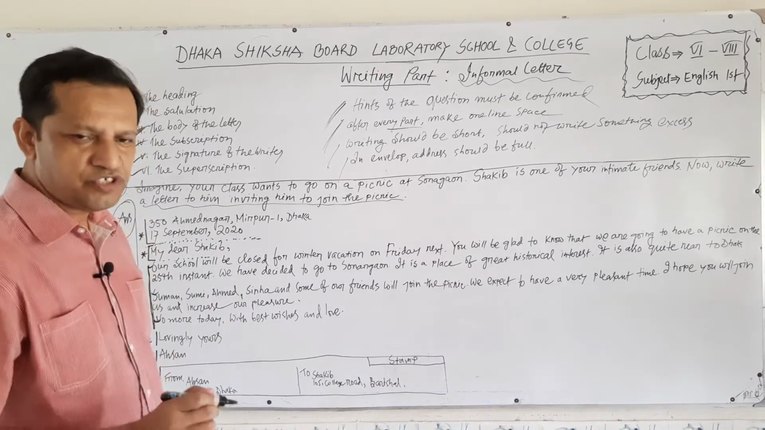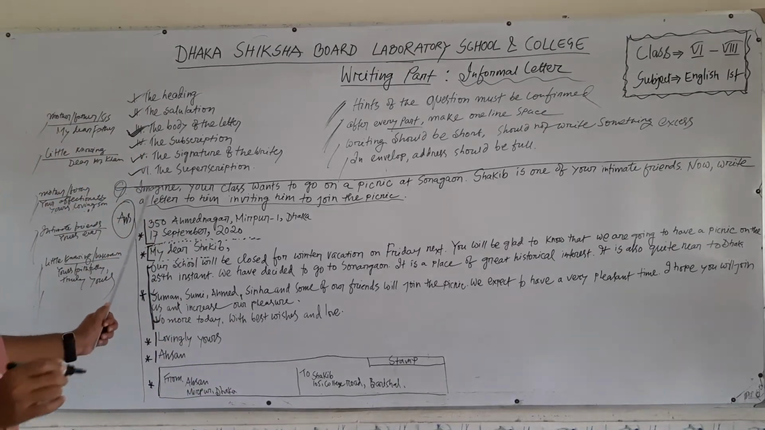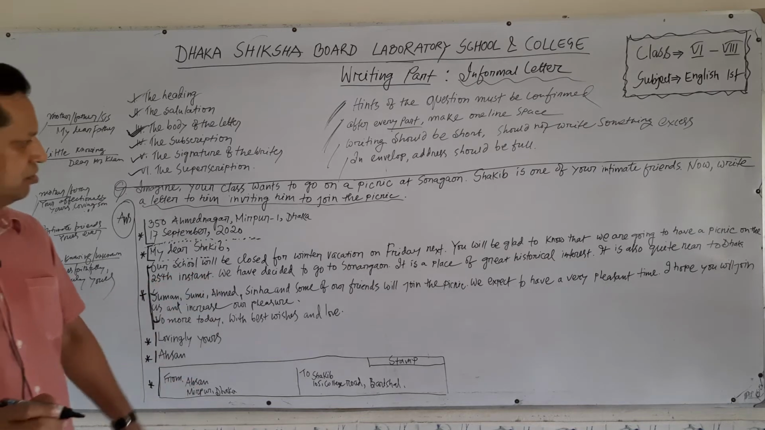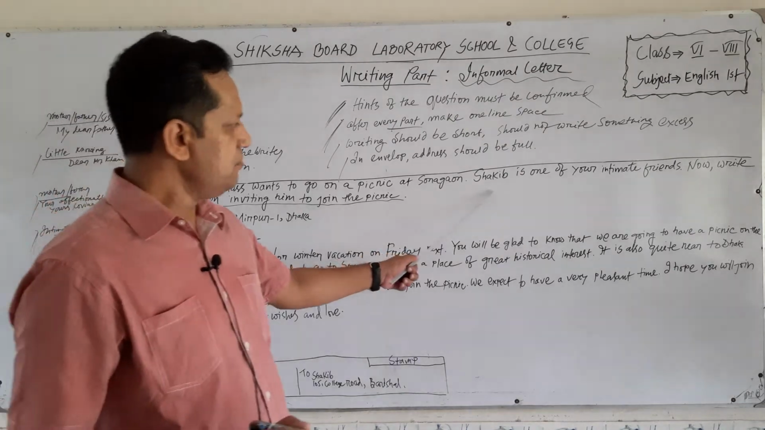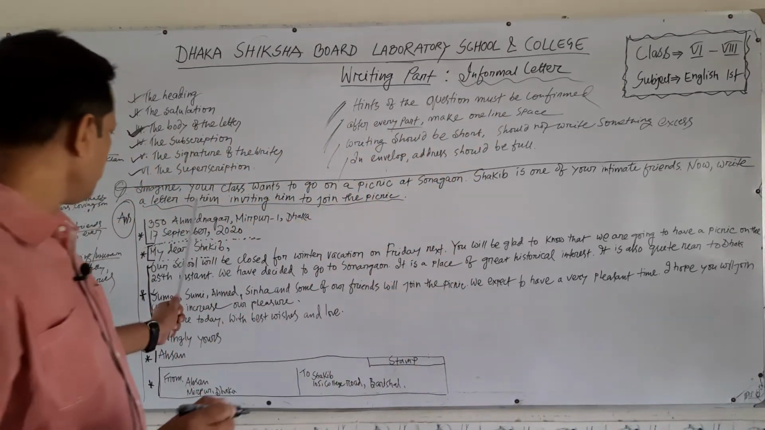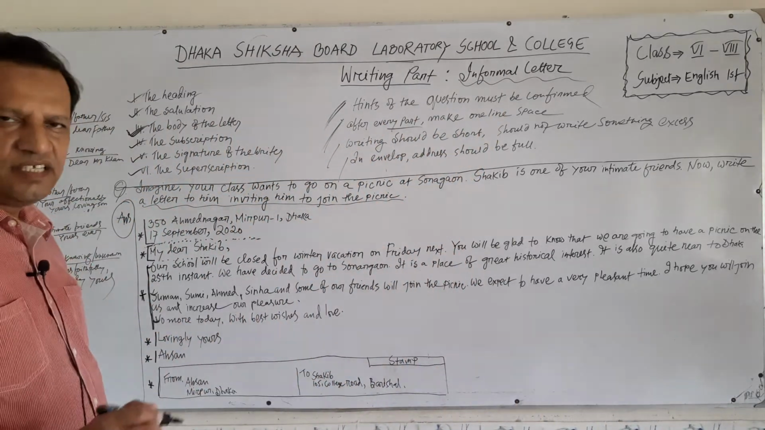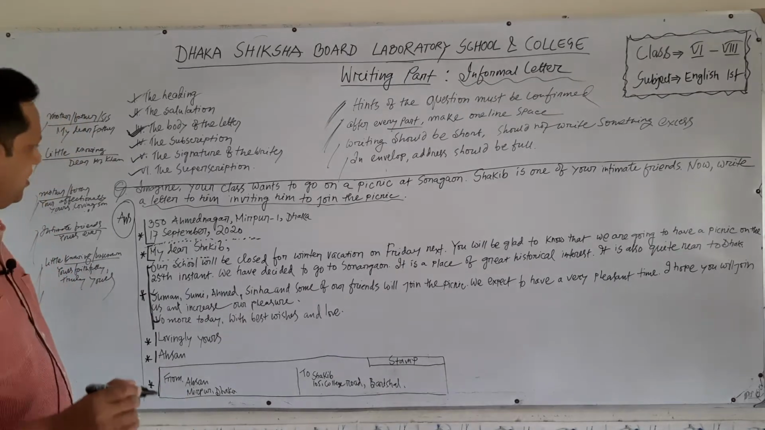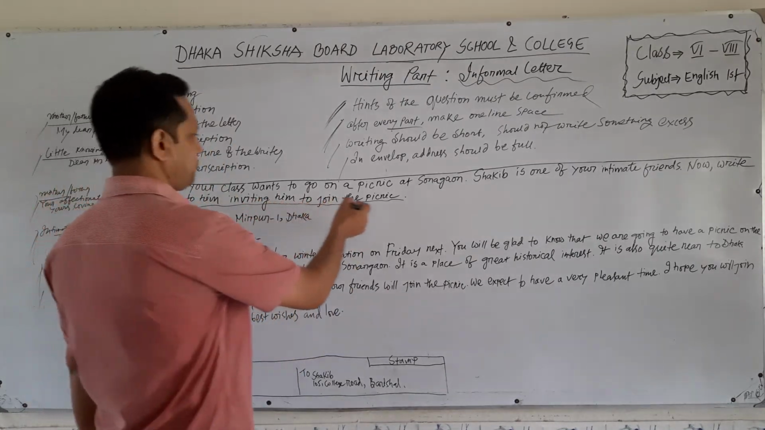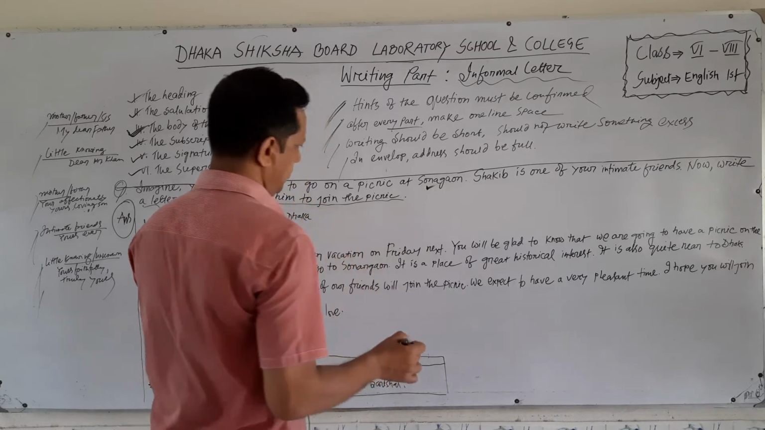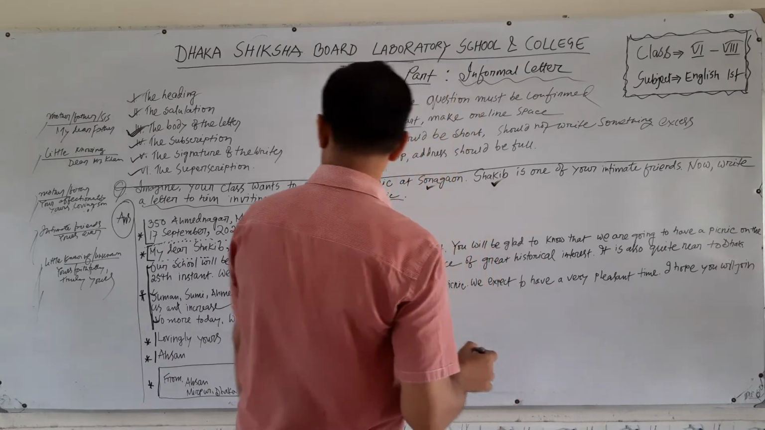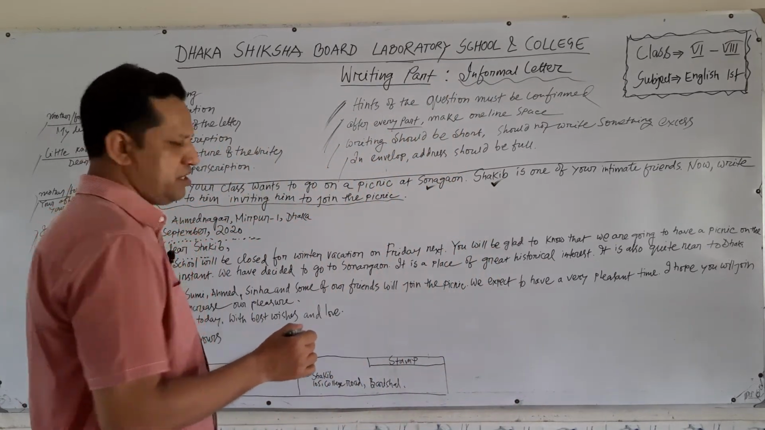First you have to read the question very carefully. My dear students, there is a question here. Imagine or suppose your class wants to go on a picnic at Sonargaon. Shakib is one of your intimate friends. Now write a letter to him inviting him to join the picnic. There are some hints: the name of the place, Sonargaon; the name of the friend, Shakib; and you have to invite him to join the picnic.